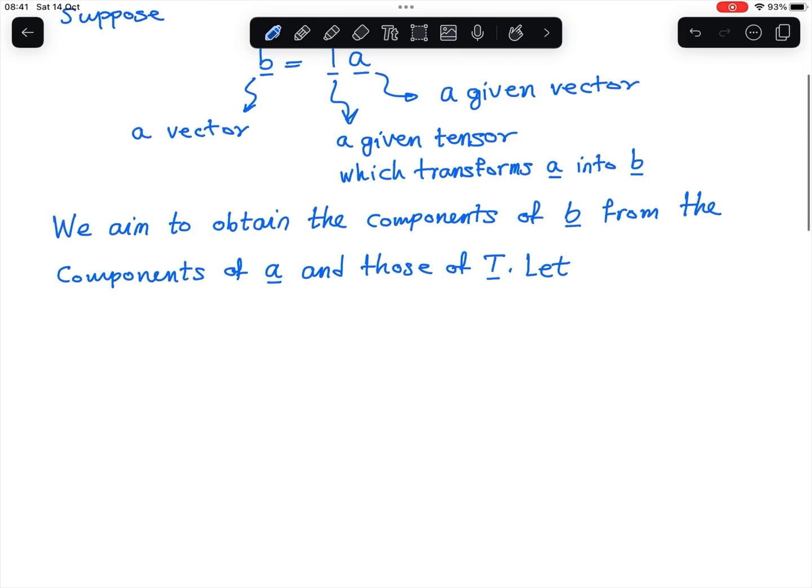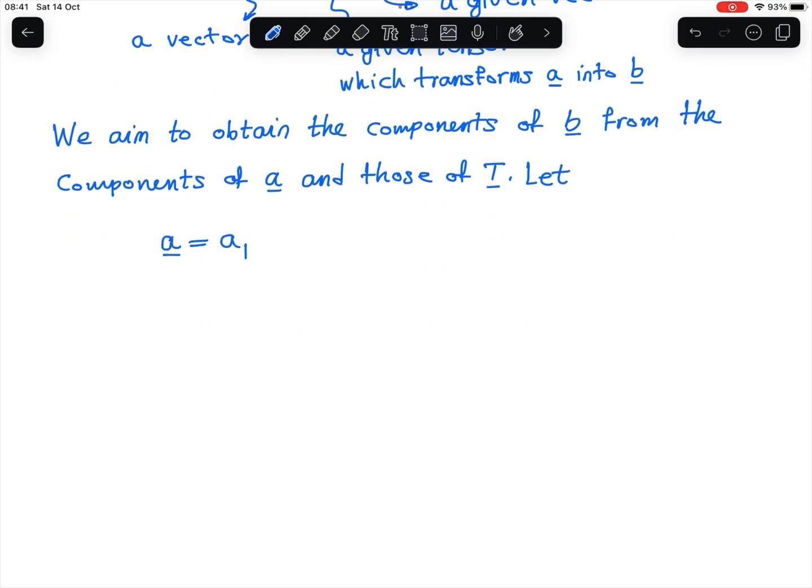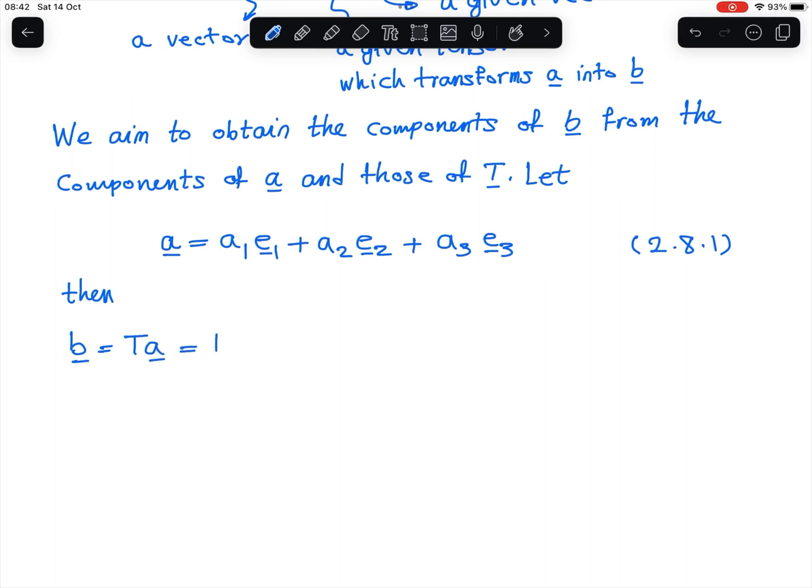Let's write vector A as A1E1 plus A2E2 plus A3E3. Then we can write vector B as T times the sum of A1E1, A2E2 and A3E3. A1, A2 and A3 are constant scalars and can be taken out.